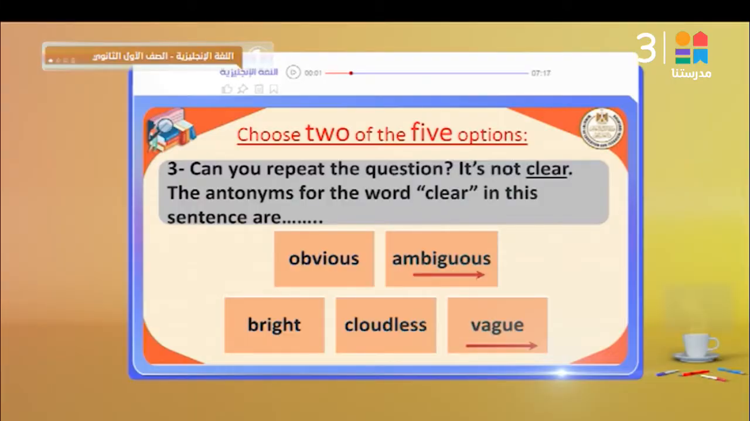So we must look at the sentence itself, the context itself. The word clear here in this sentence, he is asking us what is the antonym of the word clear. Of course, we have obvious, the same meaning as clear. So it's not that, we want the antonym. The antonym is the opposite. So it's ambiguous and vague. Ambiguous and vague are the opposite meaning of the word clear. So clear means it's easy, I can understand it. Ambiguous or vague, it's not clear.